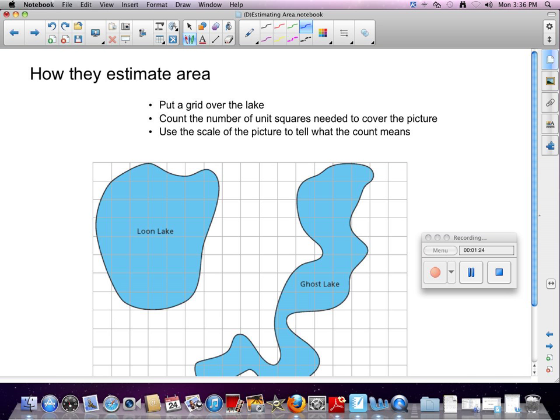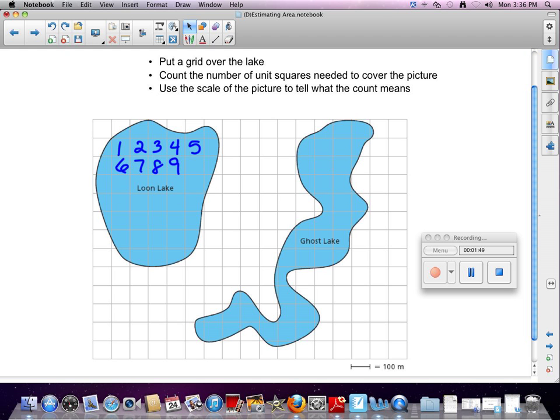So how do they estimate? Just like with perimeter, a grid was put over the top. The difference is with perimeter they put a string around it. We are actually going to count the number of square units needed in the picture. So for instance, we would see 1, 2, 3, 4, 5. You have to decide what to do with that one. 6, 7, 8, 9, and so on. The last thing it says is use the scale of the picture to tell what each count means.